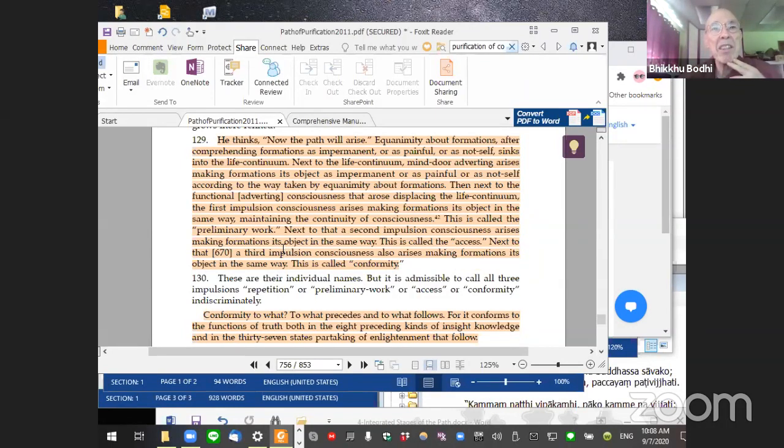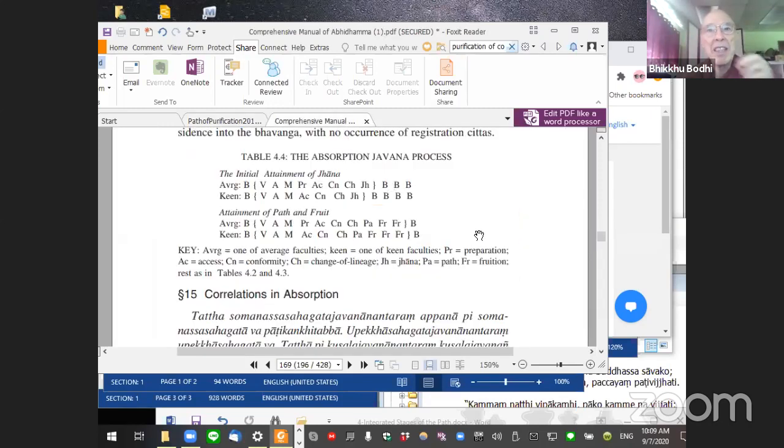And then comes a third moment of consciousness that makes formations its object, again taking the formations either as impermanent, as dukkha, or as non-self. This is called conformity, anuloma in Pali, because it conforms to the function of truth in the preceding stages of insight knowledge, and also it conforms to the function of truth in the stage of the path consciousness that will arise next, or that will arise almost next.